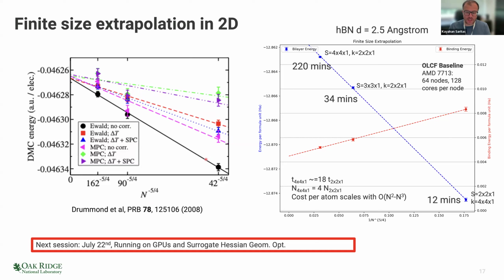Based on that, I am showing on the right the finite size extrapolation for a single interlayer separation at three different supercell sizes. So I'm showing two different sets of data. On the left is the energy per formula unit for the bilayer structure, and on the right, shown in red, is the binding energy itself, which is the energy of the bilayer minus twice the energy of the monolayer.